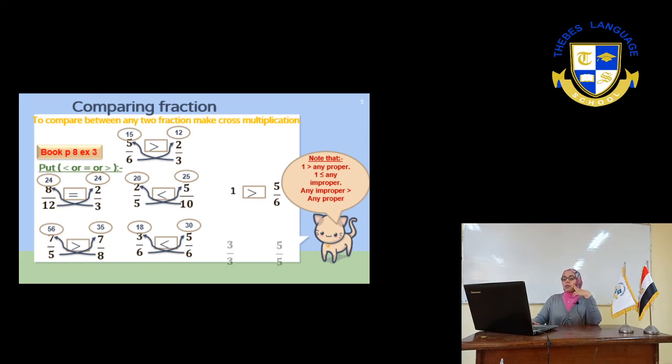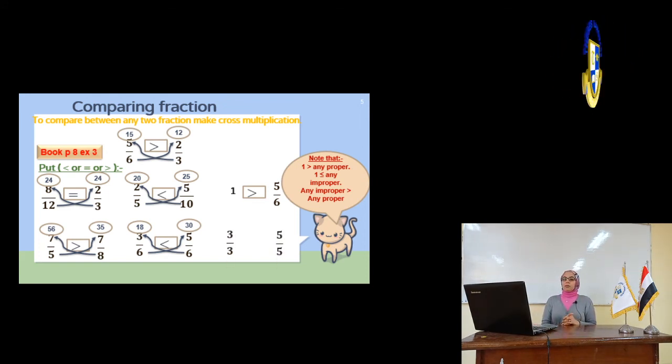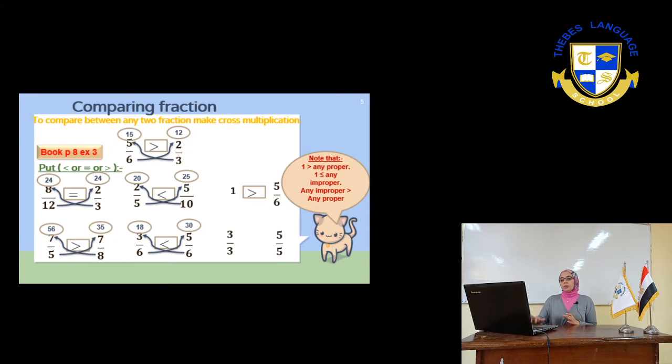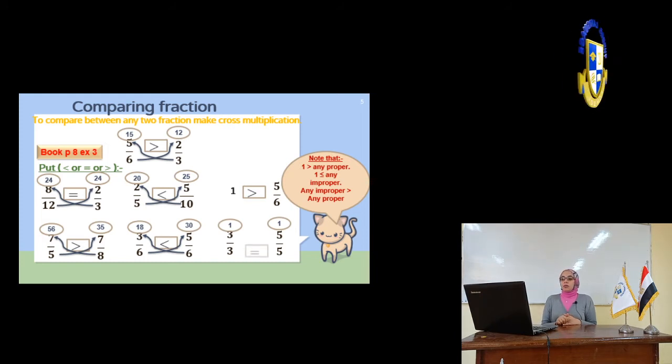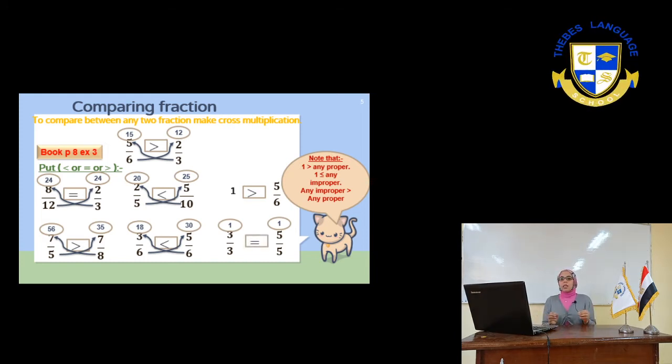Last fraction, 3 over 3 and 5 over 5. Be careful. 3 over 3 equals 1, and also 5 over 5 equals 1. So 3 over 3 equals 5 over 5 because both of them equal 1.